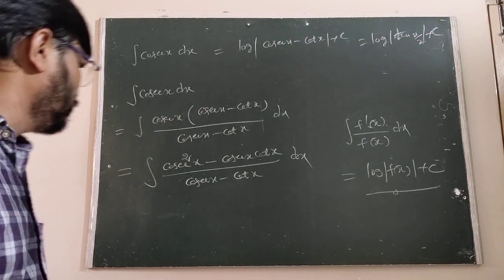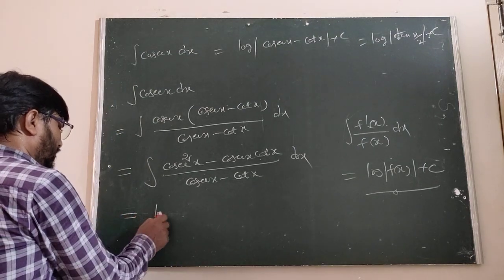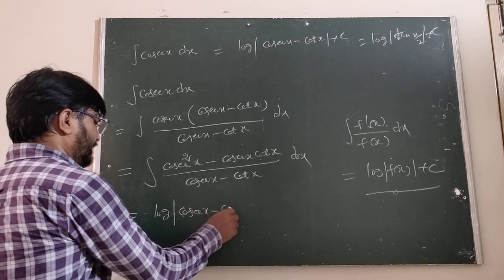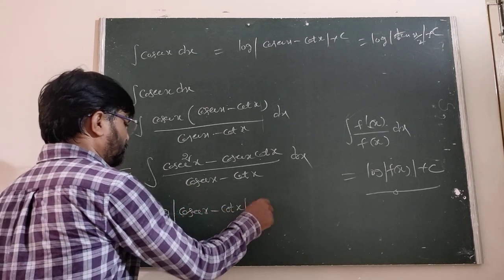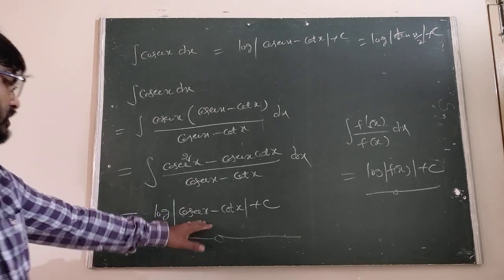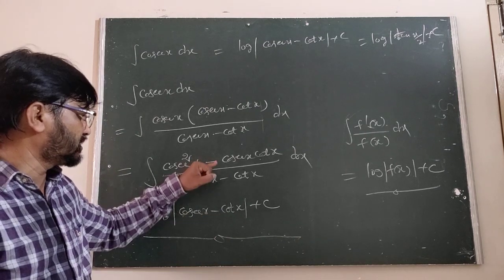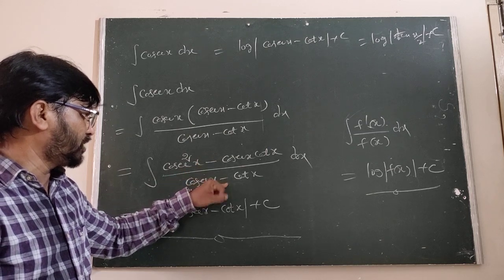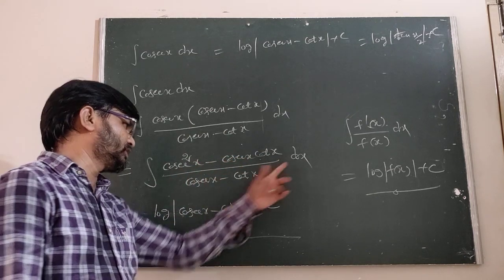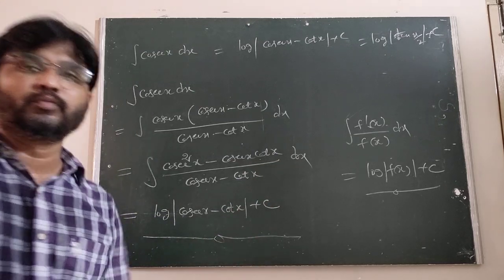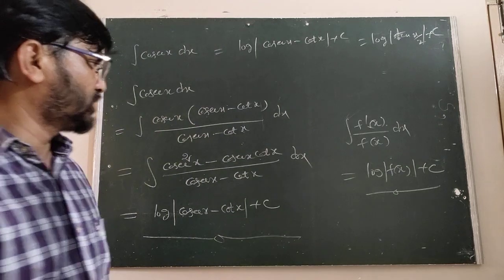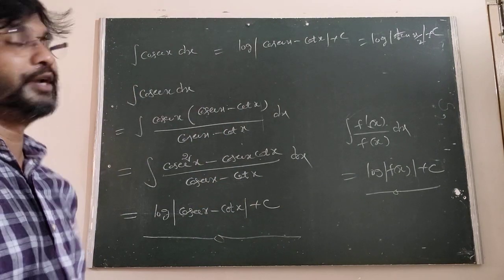Therefore, we can write this as log mod of cosecant x minus cot x plus c. This is the formula. Since this is integral f dash of x by f of x into dx, this is log mod of f of x plus c. The first one is complete.